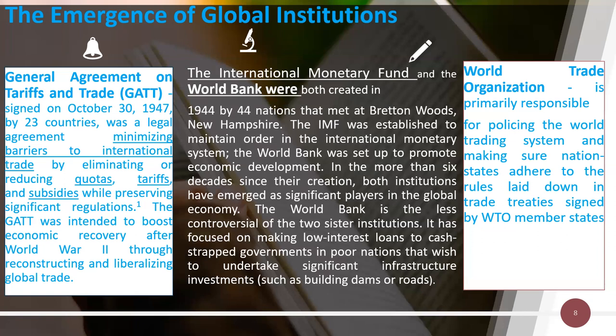So be familiar with these institutions, these organizations, okay? Because we are talking about international and business trade, and they are the organizations that police, regulate, and help manage the trade within nations.